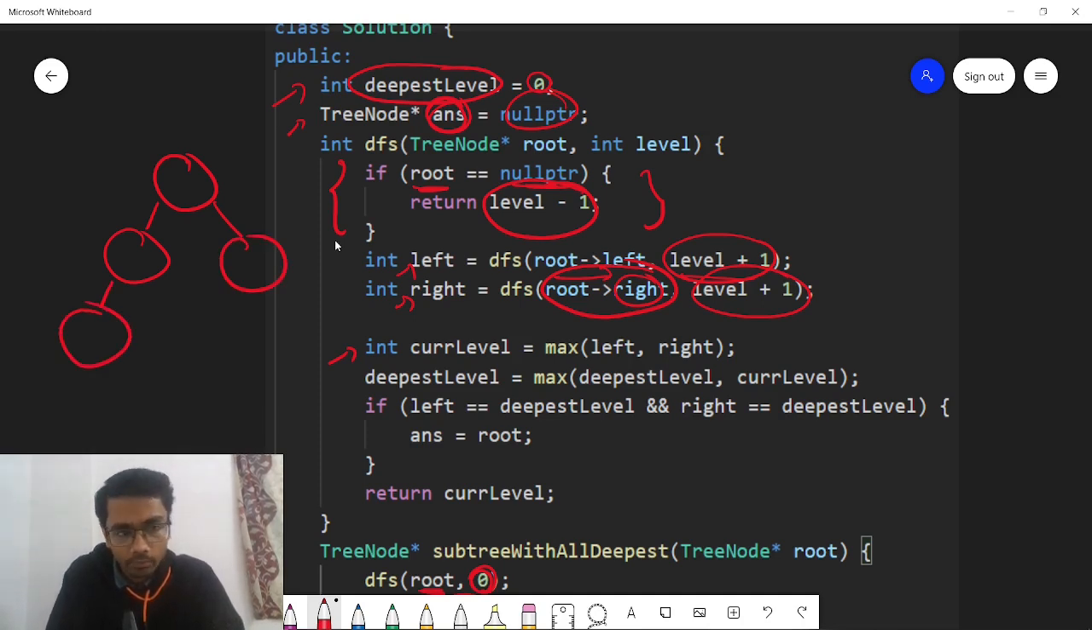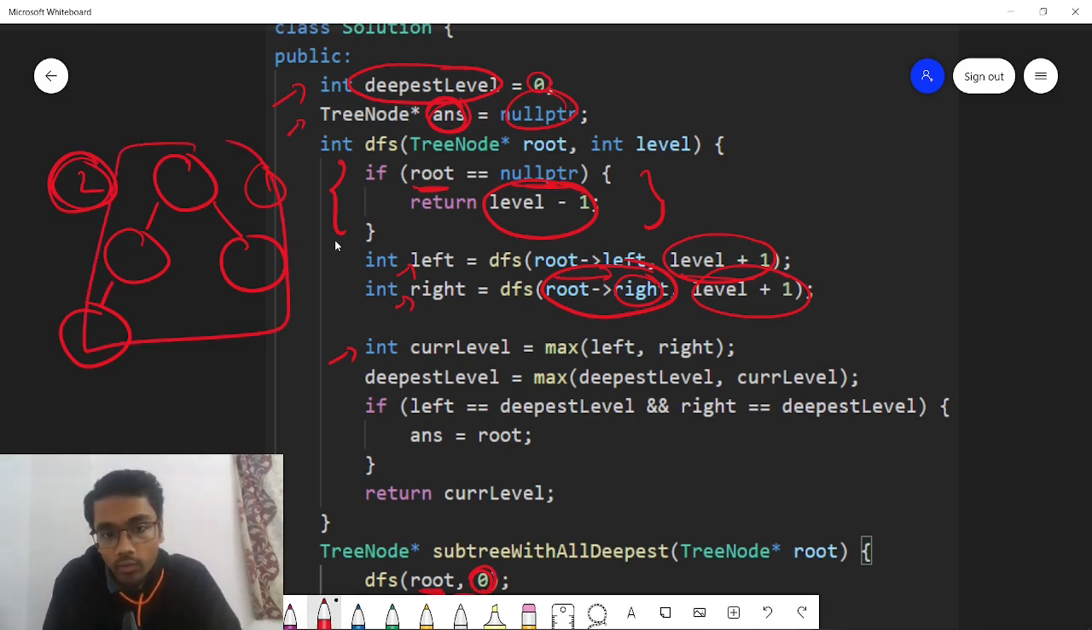Basically, this is how we calculate the height of any node. So let's say its left part contains 2 and its right part contains 1. So actually its height would be 2, because in the left part it can go 2 levels deeper and in the right part it can go 1 level deeper. So obviously we will be taking the maximum one to calculate the height or level of it. So that's why the current level is determined by the maximum of whatever there is on the left and whatever there is on the right. Now we will update our deepest level if it is possible.